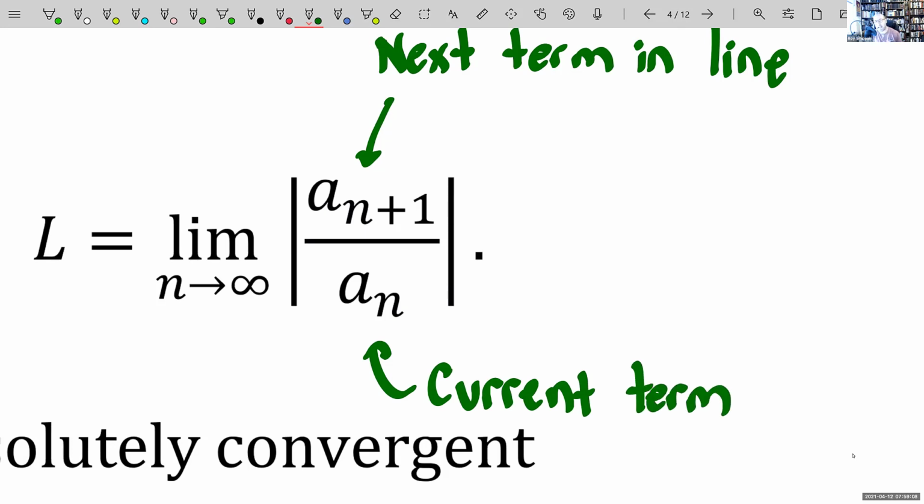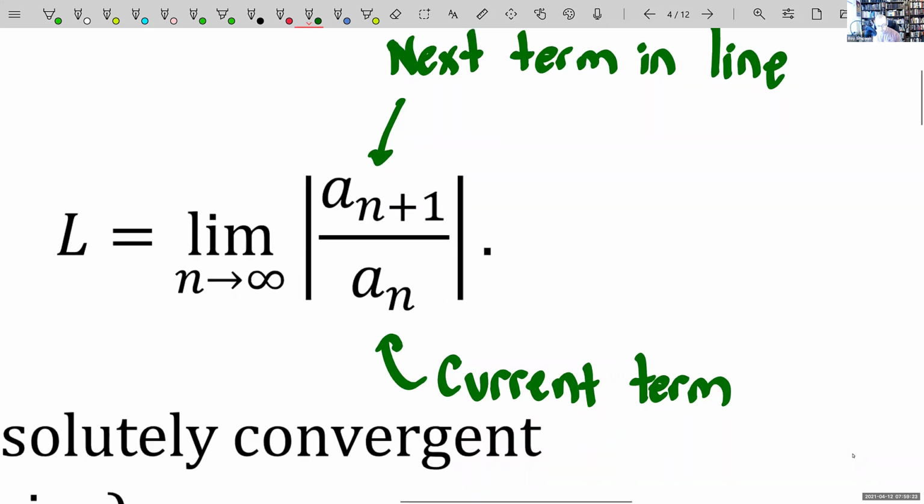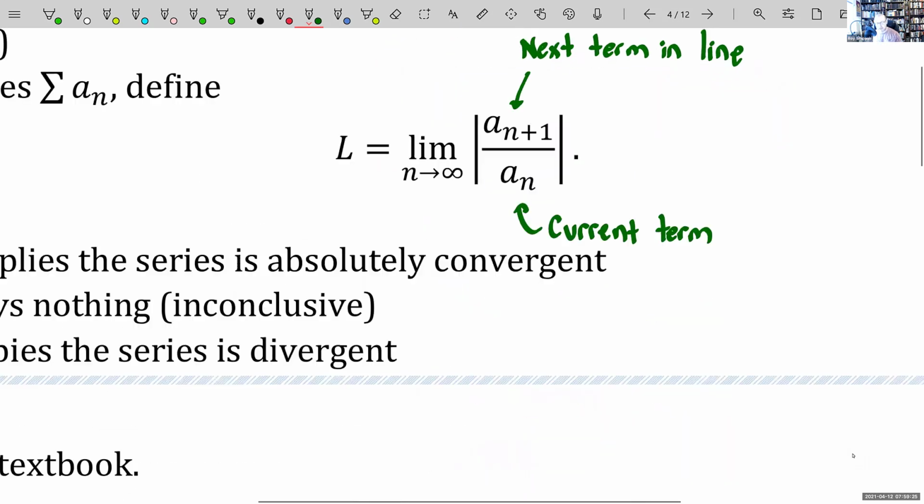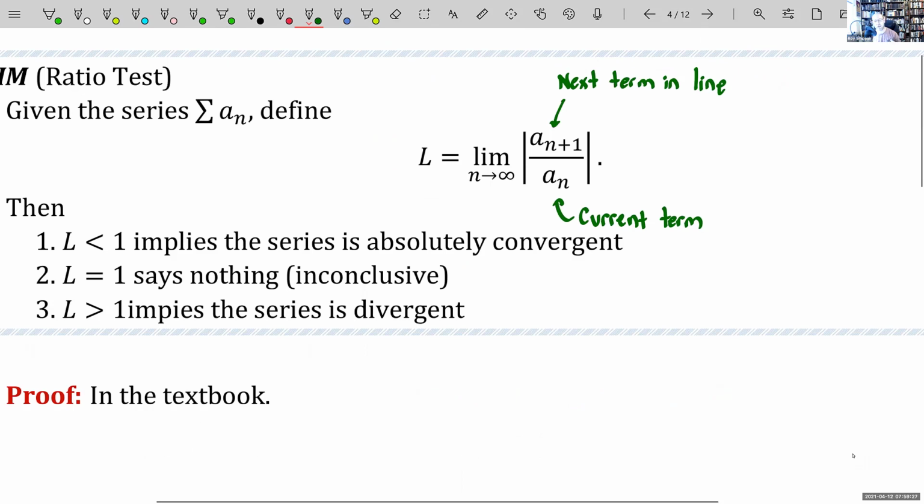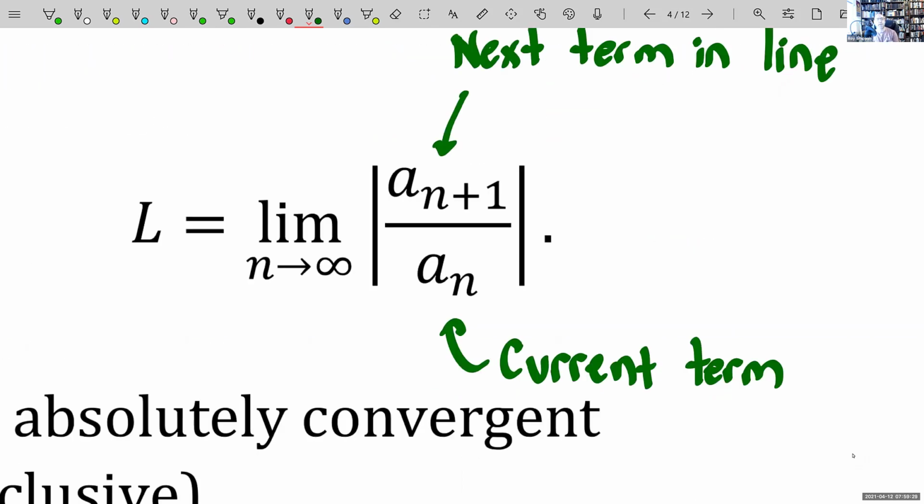This actually seems a lot like the limit comparison test to people. However, you're not creating a brand new sequence. You're actually using the same sequence. You're just looking at the next term in line and comparing it to the current term. Now, I'm not going to do the proof. The proof is in the textbook, and it's a little bit bulky, honestly. That's why I'm not going to do it. But I'm going to justify the proof with some common sense.